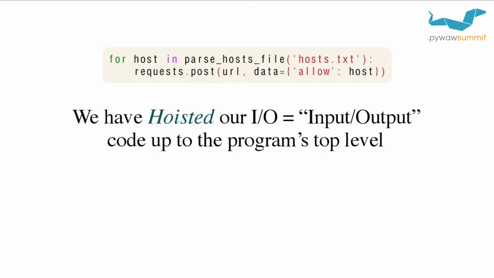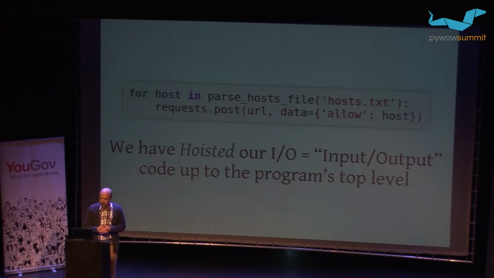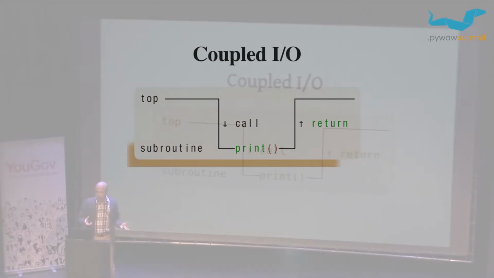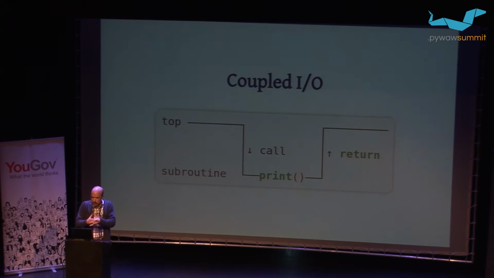The way I've thought about this recently, in order to get a picture of what I'm doing and be able to do it consistently, is that we have here hoisted our I/O, it's the old 60s computer term for input-output, all of the code that actually affects the world and makes your program worth running. We have hoisted those I/O operations up to the program's top level instead of leaving them buried down at the bottom. Initially, our subroutine was coupled to the kind of I/O that the program was originally written for.